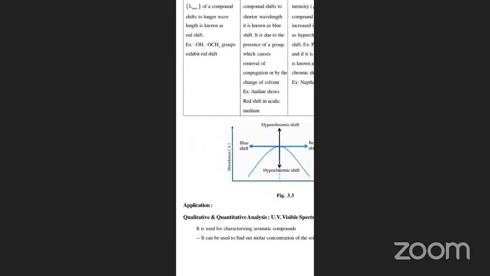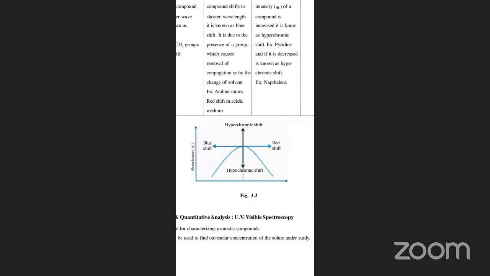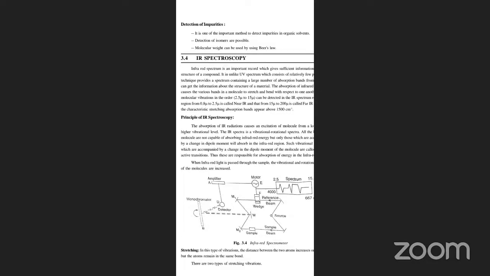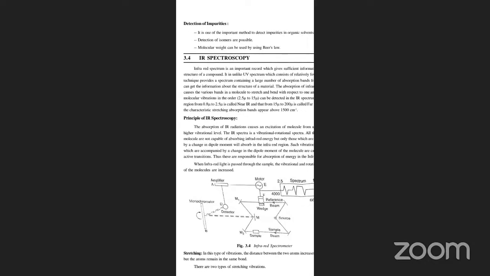It is used for characterizing aromatic compounds. It can be used to find out the molar concentration of the solute under study. It is one of the important methods to detect impurities in organic solvents. Detection of isomers is possible. Next, molecular weight can be determined by using Beer's law.